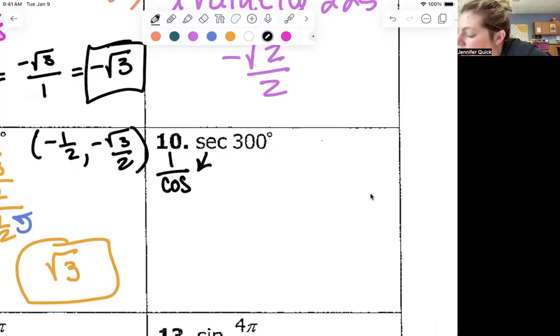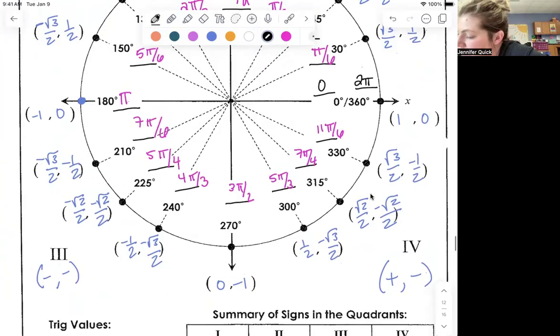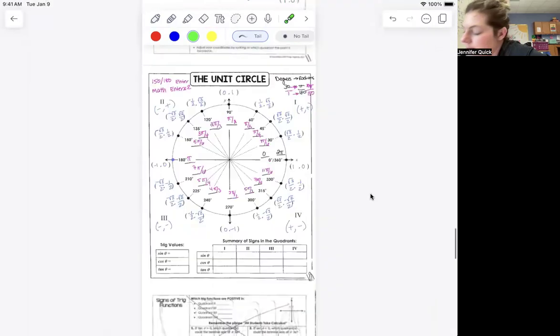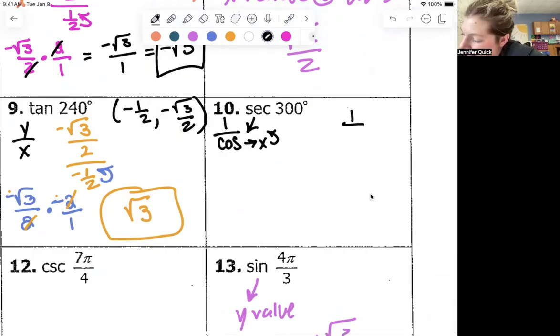Okay, here we go. So the cosine is the x value. So when I find the x value, I am going to reciprocal it, meaning I'm going to flip it. So I'm just going to flip the x value. So let's just find the x value first, of 300, and then we'll go from there. The x value at 300 is this right here, which is 1/2. Not bad at all. So if the x value is 1/2, I want the secant value, which means I'm going to reciprocal this. And so my finished answer would just simply be 2.